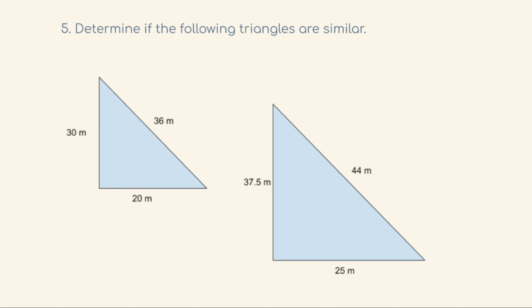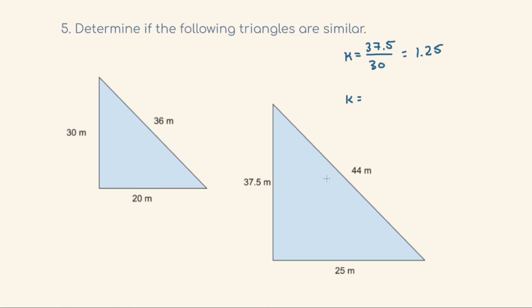Now question 5 is asking us to determine if the following triangles are similar. What that means is that we have to see if these two triangles are proportional to each other. To do that, we have to check if the scale factor for all of the corresponding sides is the same. Let's start with the vertical side here. Let's say k is equal to 37.5 divided by 30. 37.5 divided by 30 gives you 1.25.